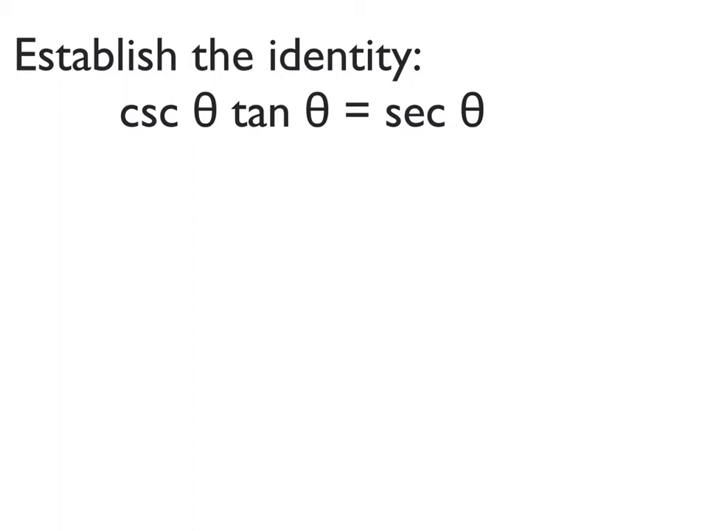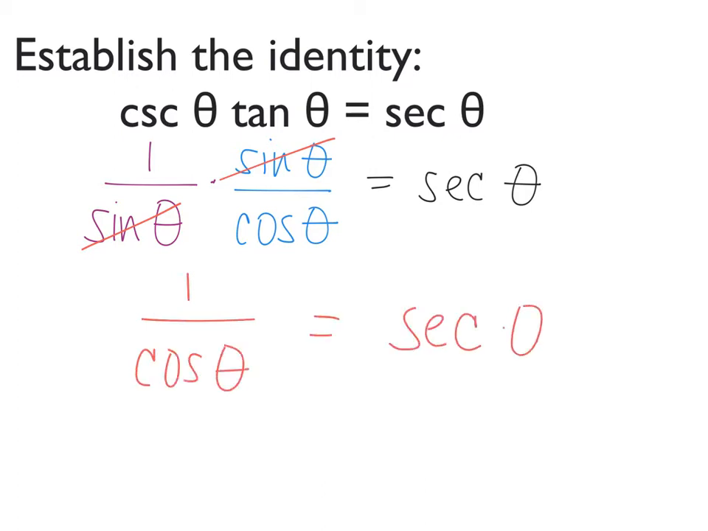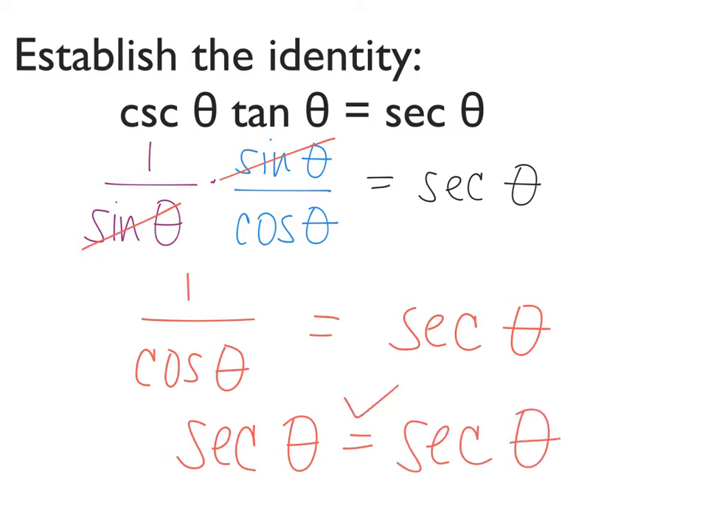So I'm going to look at my left-hand side. I know cosecant of theta is 1 over sine theta, and tan is sine theta over cosine theta, so I'm going to write that. What I'm going to do is cross-cancel my sines, and I get 1 over cosine theta, which is equal to secant of theta, because 1 over cosine is the same as secant. So they are identities of one another. What I've done here is I've established the identity.